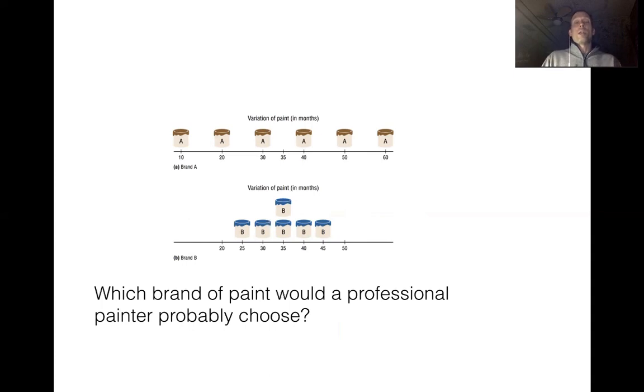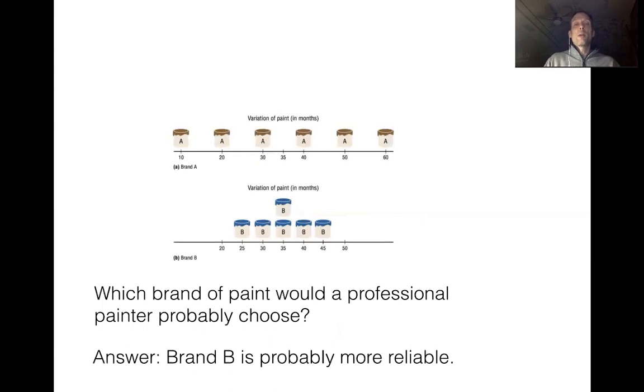Well, we have sample drying times from brand A and brand B. Pick which one you would like based on the sample drying times. Which one would they probably use, brand A or brand B? And the answer is they probably use brand B because the drying time is much more predictable.